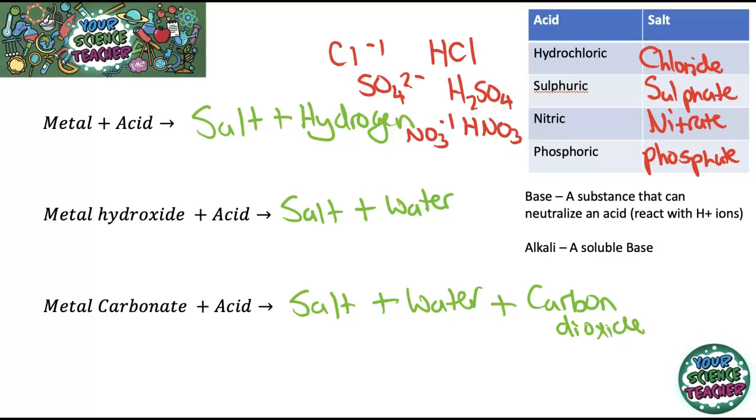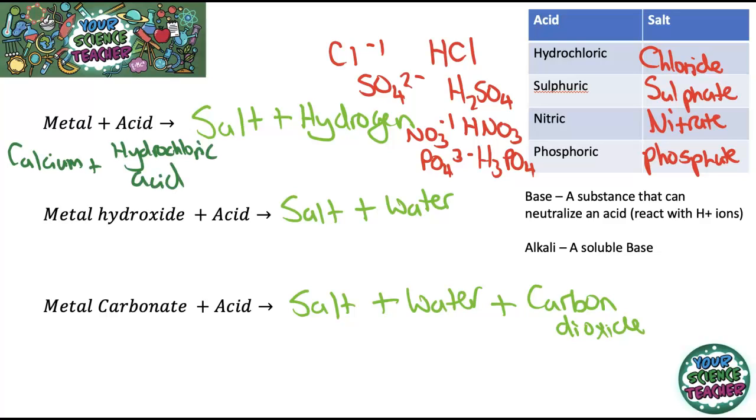Phosphoric acid is H3PO4, and the phosphate ion is PO4 3-. So let's actually have a look at some of these in practice then. Let's say, for example, I have the metal calcium and I'm reacting it with hydrochloric acid. My salt will be called calcium chloride, and I will also make hydrogen as my other product.